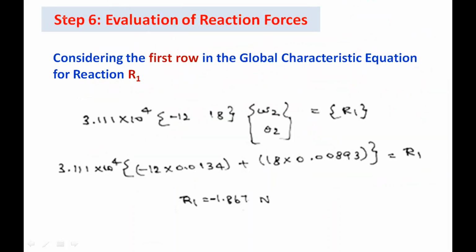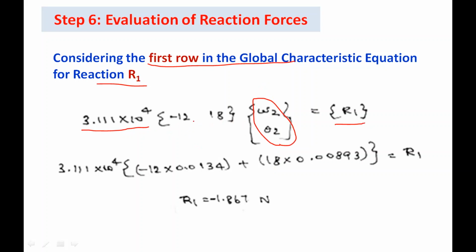This is the first one. We are finding the reaction R1. For that, we are considering the first row in the global characteristic equation. 3.11 into 10 power 4 is common. Then minus 12, 18, W2, theta 2. Because W1, theta 1, W3, theta 3 are 0, we will get only W2 and theta 2, which is equal to R1.